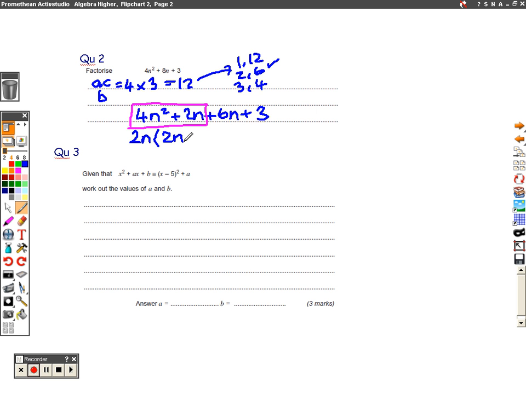When you know it's 2n plus 1 here, you know for a fact it's going to be exactly the same at the far side. What do we have to multiply 2 by to get back to 6 plus 3? Then bring your two brackets back together, 2n plus 3 upon 2n plus 1.